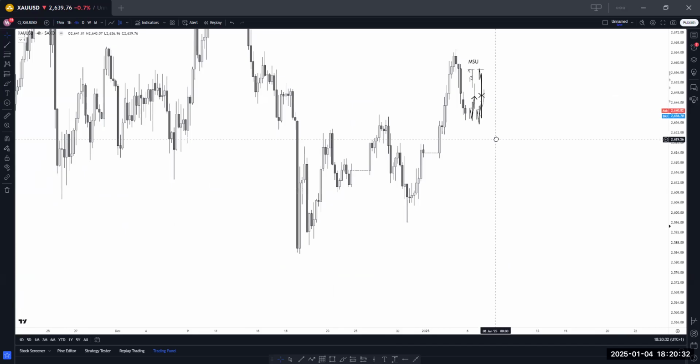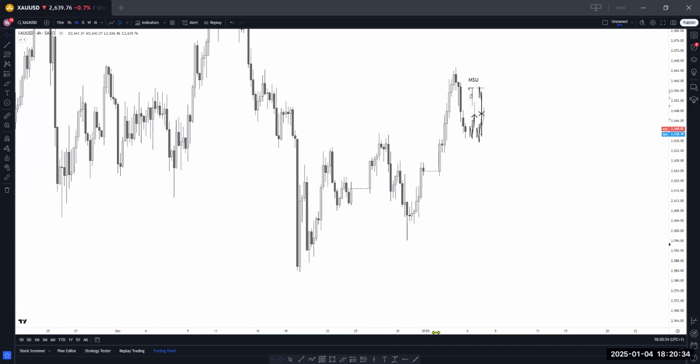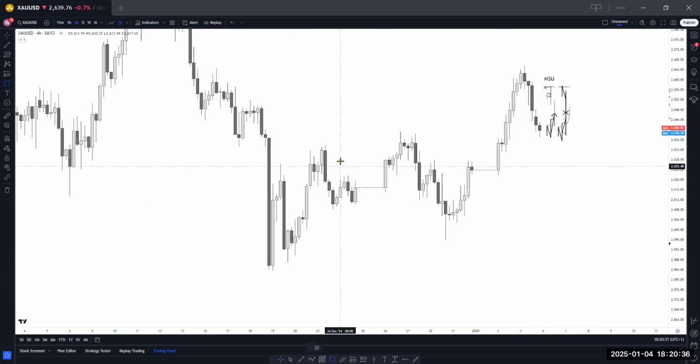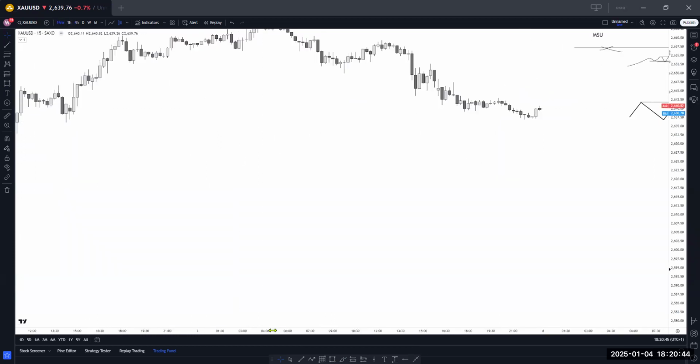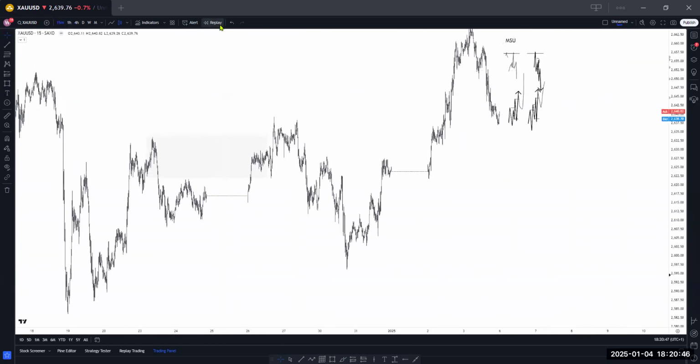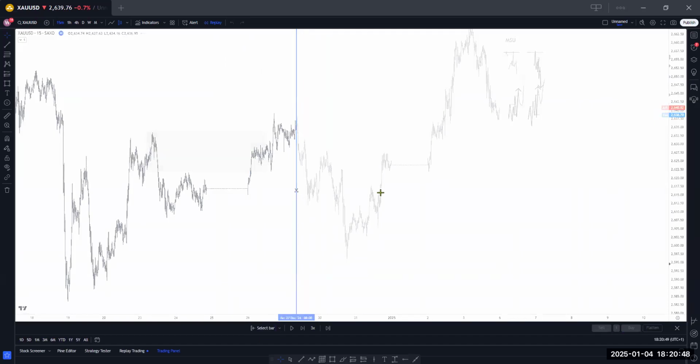H4 engulfing. Okay, I found it. So I was asked a question about this H4 engulfing, right? Within this H4 engulfing, I was asked a question about the MSU within that zone. So let's have this level cut out.